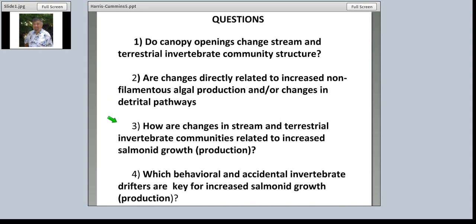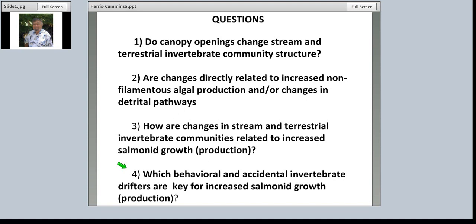Thirdly, how are the changes in stream and terrestrial invertebrate communities related to increased salmonid growth? That is, which invertebrates are actually finding their way into the diet of the salmonids and producing the observed increase in salmonid growth? Well, one of the things that it seems to be coming through, as I mentioned, is the collector group of invertebrates. These are the ones that feed on the fine particulate organic matter, which is generated by all sorts of processes I discussed earlier in the stream.